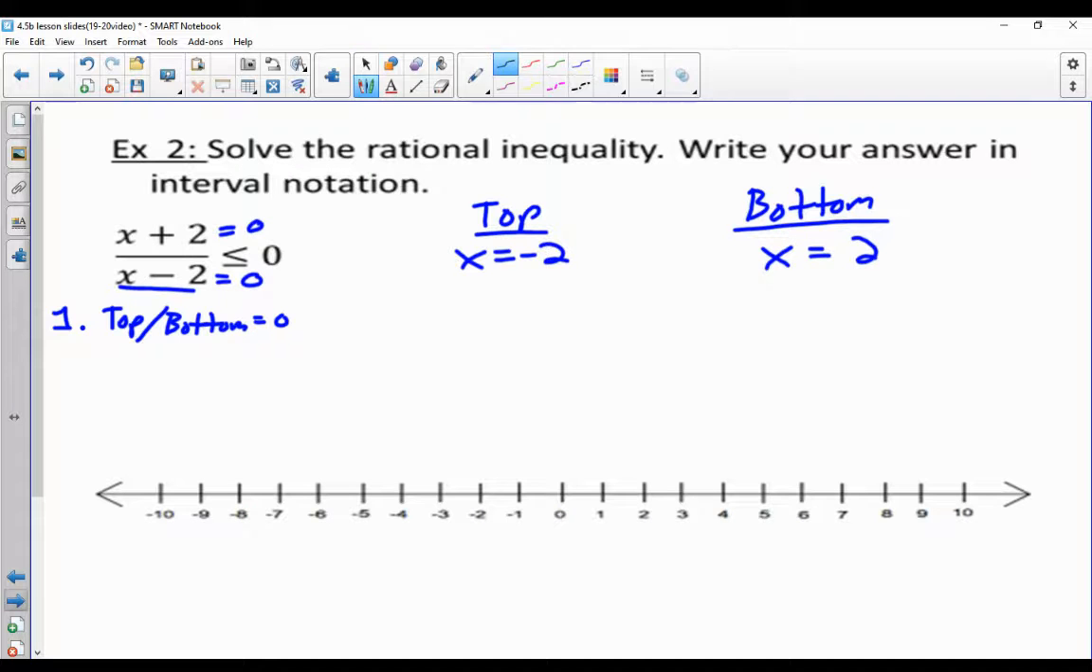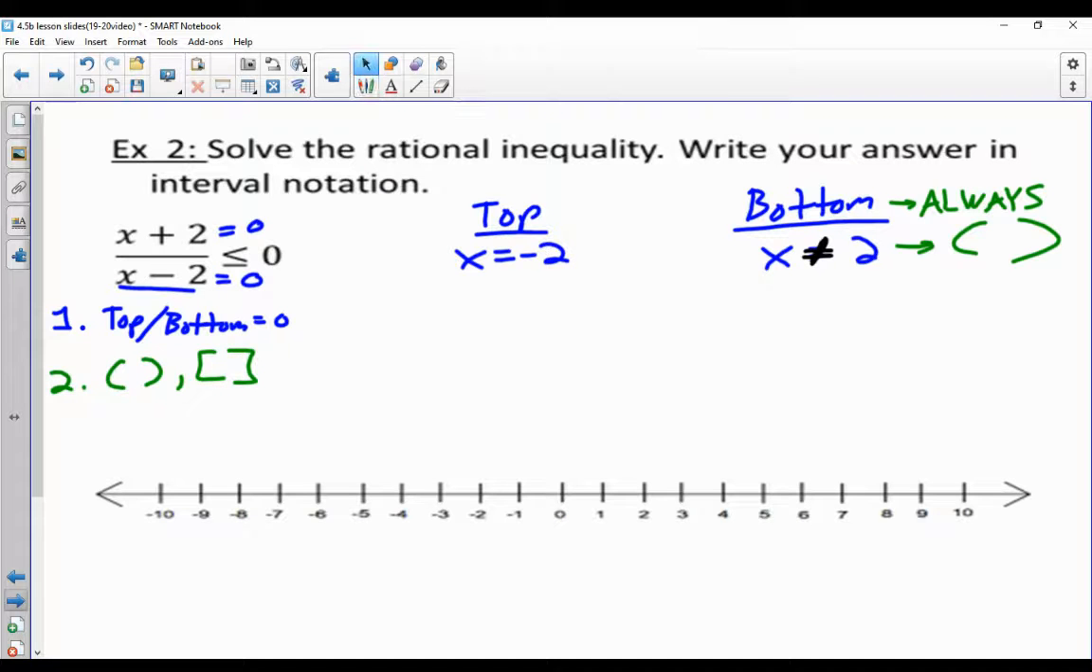But remember, bottom can never equal 0, so that's why you have to put strictly x does not equal 2. And since it's never equal to 2, you can always assume that it's going to have open parentheses. Always, always, always for the bottom part. So that actually is a nice introduction to part 2.